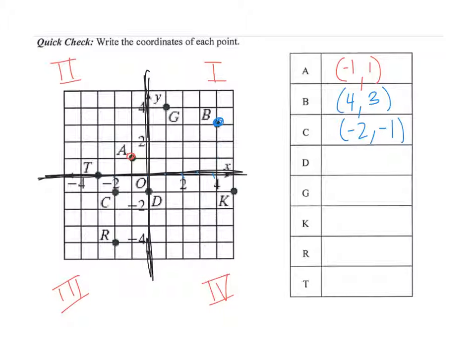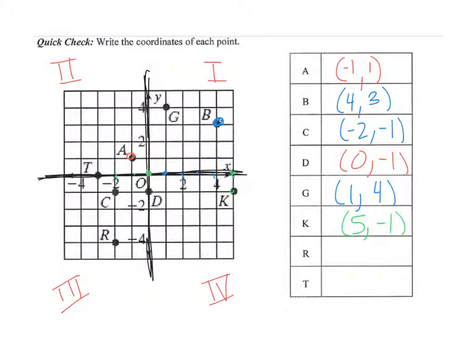D is I'm starting and I'm not moving anywhere left or right. If I'm not going left or right, I'm not moving anything, so it's 0. But then I'm going down 1. And then G is I'm going right 1, and then I'm going up 4. K, do left and right first. I'm going right 5, and then I'm going down 1.